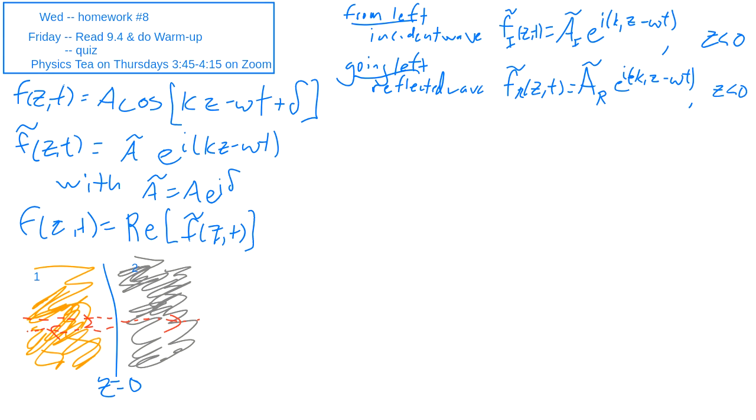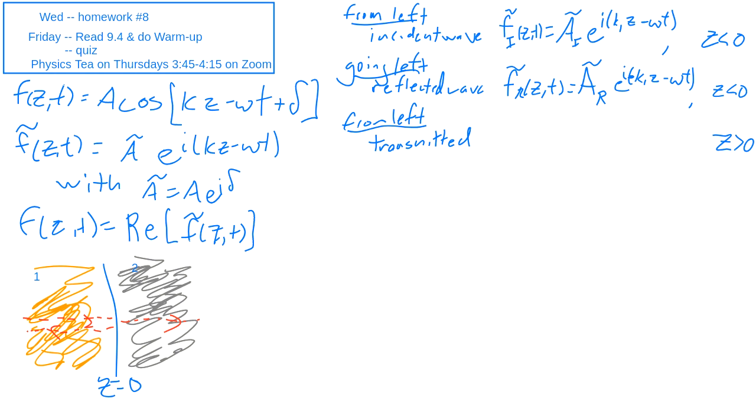And then also, from the left, we have the transmitted wave. What is the difference between incident and transmitted? Yeah, so the incident wave is while it's in material one, okay? And the transmitted wave is once it's past the boundary and entered into material two. So that's going to be z greater than zero.